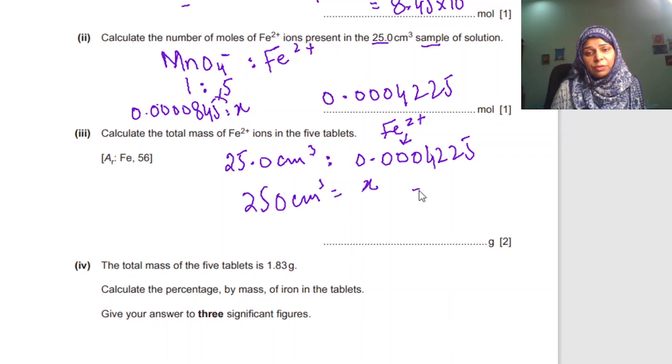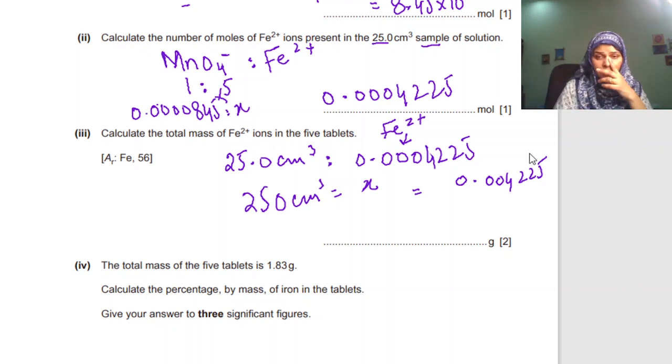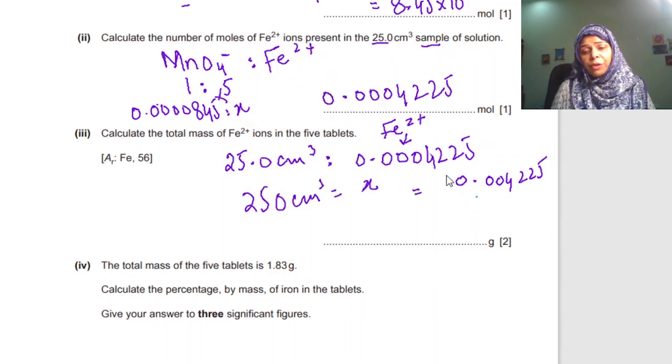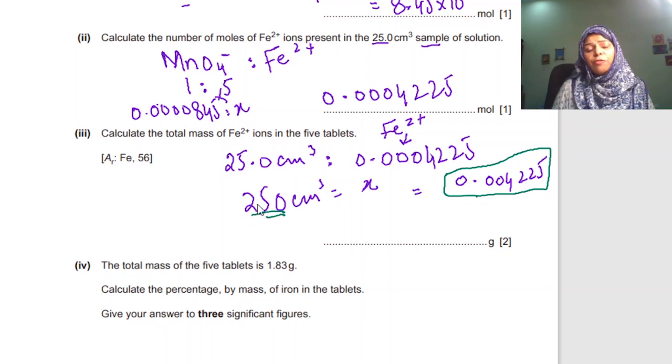So the answer for this will be, if we multiply by 10, we will get 0.004225. Okay, this is the answer if we use the ratio method. So in 25.0 we use this answer, and in 250 we have got this answer, right? So this is for the 250 centimeter cube of solution with 5 tablets.